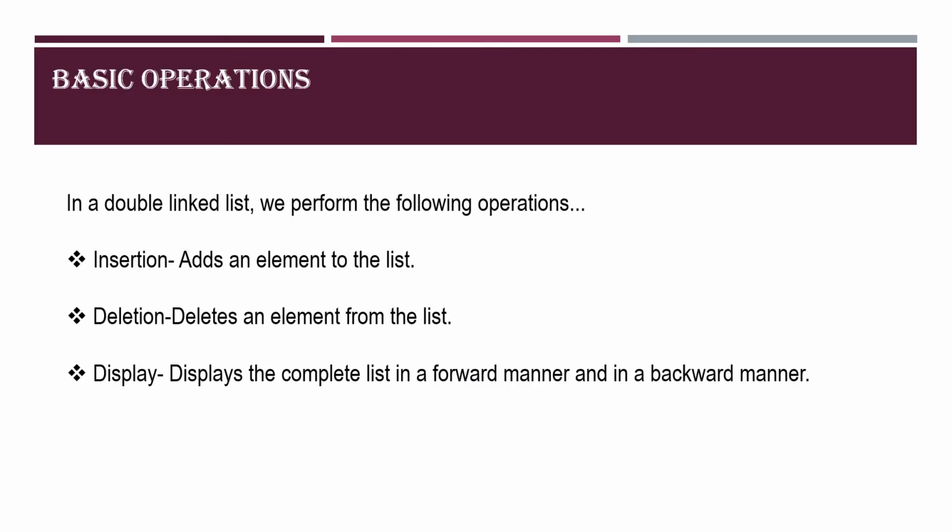Next, some basic operations of doubly linked list. In double linked list, we can perform the following operations: insertion, deletion, display. Insertion adds an element to the list. Deletion deletes an element from the list. Display displays the complete list in a forward manner and also in a backward manner. These are some operations we can perform on doubly linked list. Let us see one by one.